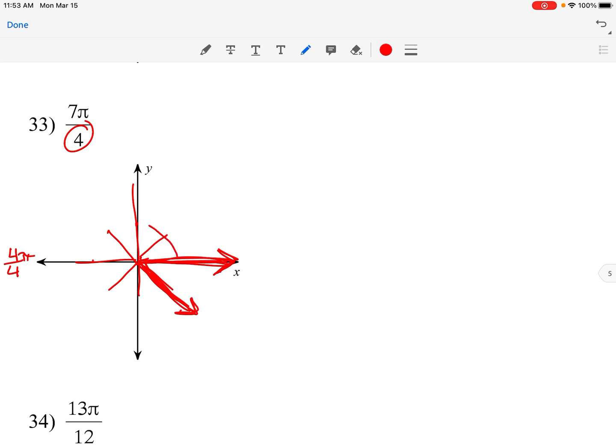But we start here, it's positive, we go all the way around until we get here. So break up your pi into that many pieces, and then you go around this many pieces, and then you end up in the right place.